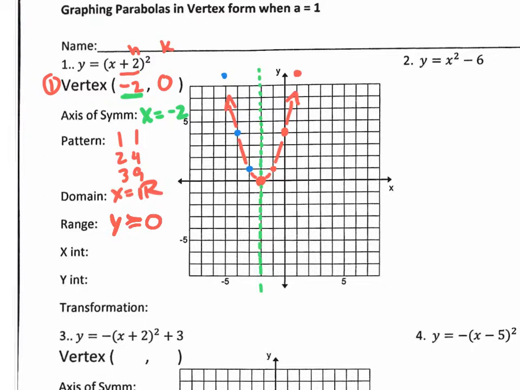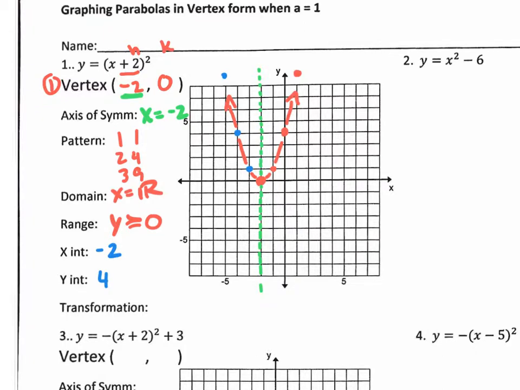How about the x-intercept? Where does it cross the x-axis? Oh, it touches the x-axis at -2 and at no other value. Here's the x-axis. It touches right here at -2. How about the y-intercept? Where does it cross the y? It crosses right here at 1, 2, 3, 4. So the y-intercept is 4.